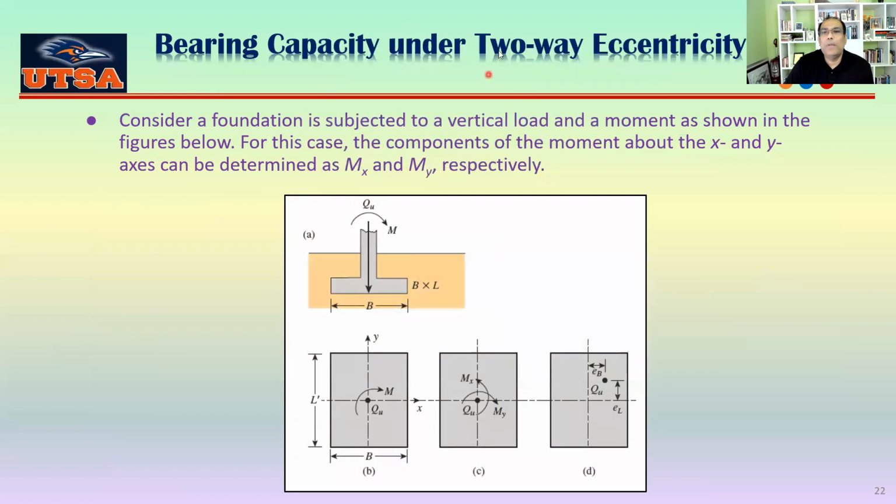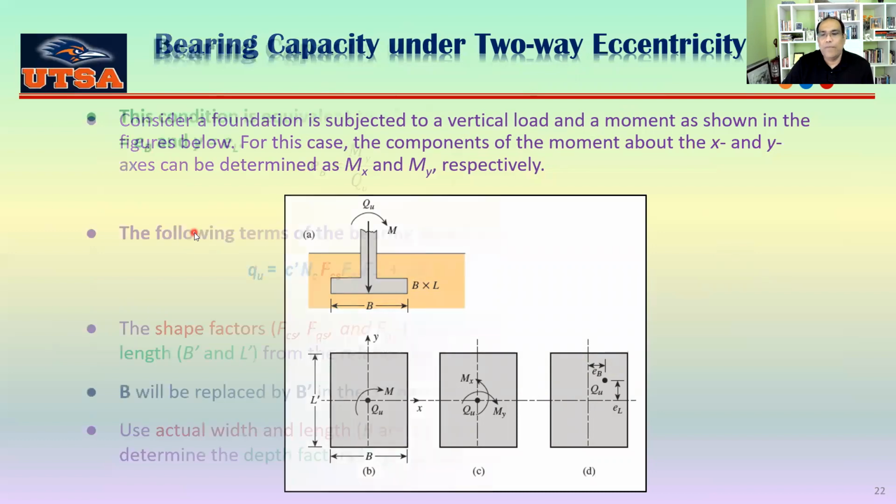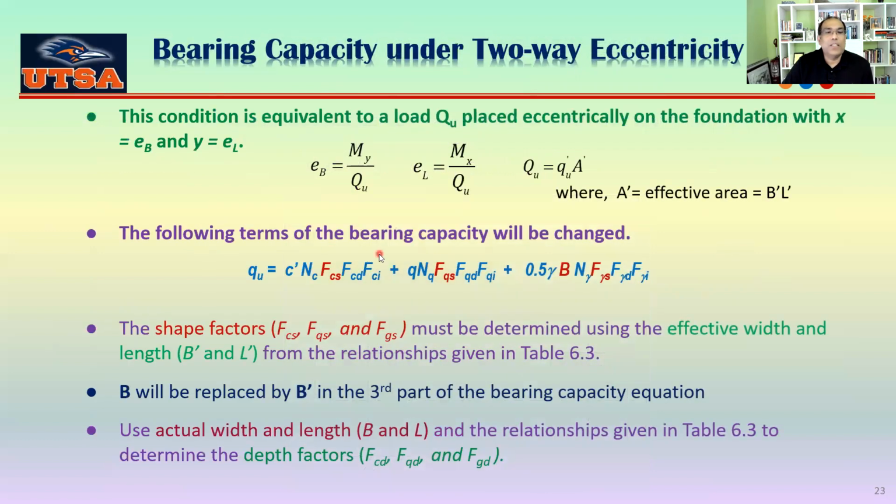Let's talk a little bit about two-way eccentricity. This one is a little bit complex. It's not like we can just take 2E from B or L. We cannot do it this way. That would be wrong.